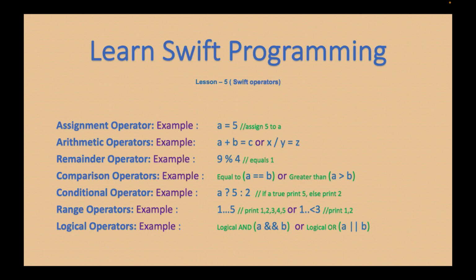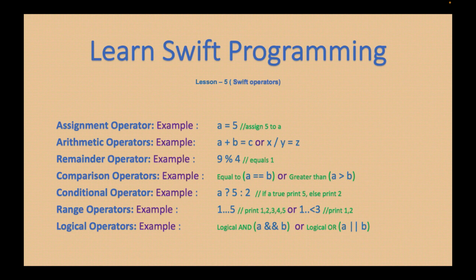In comparison I can also do greater than, less than, a greater than b or b greater than a, like that. Next one is conditional operator, where I say if the condition is true, go this way, otherwise go the other way. That means if a is true, print 5, otherwise go with 2. This is conditional operator.